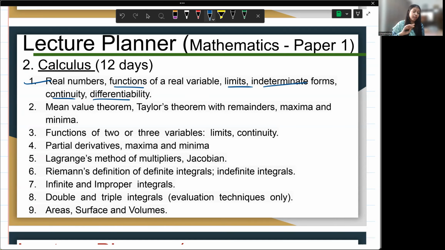Now next is the mean value theorem, Taylor's theorem with remainder, and maxima and minima. Maxima and minima you have also seen in class 12th, but that is of one variable. Then we will enter functions of 2 or 3 variables, in which we'll discuss these same things, limits, continuity, that can be new to you. Partial derivatives, maxima, minima over here as well.